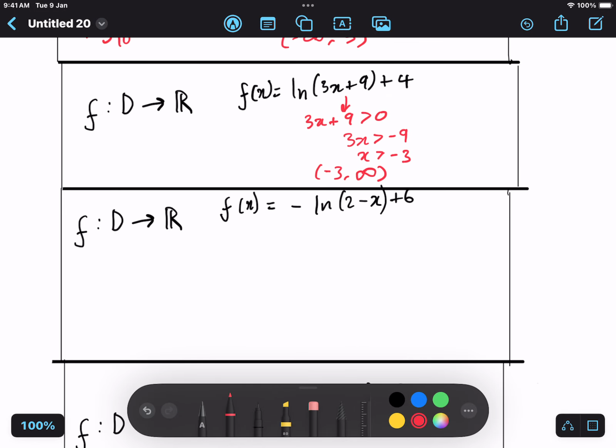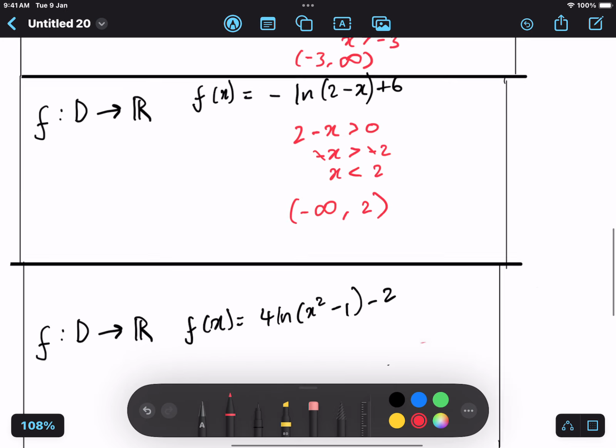Next one is 2 minus x is greater than 0. Minus x is greater than negative 2. And now the sign changes because we cancel these two negatives out. So it will be x is less than 2. And hence our answer will be negative infinity to 2.